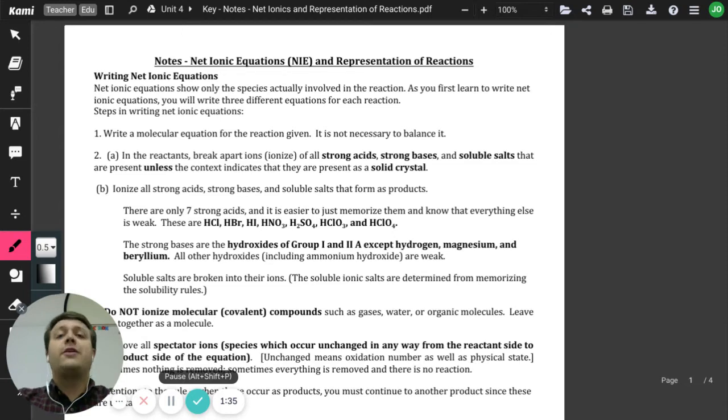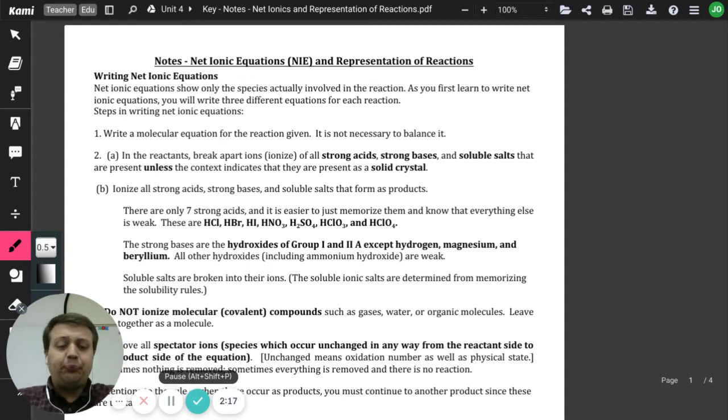Now, once you've got your actual molecular equation written, the next thing that you're going to need to do is identify what is soluble and what is not soluble. For this, there's a couple things you're going to have to keep in mind. First off, if you've got a strong acid, a strong base, or a soluble salt, it is going to be aqueous, unless they tell us that our soluble salt is a solid crystal. If they tell you that it is solid, then you'll write it as solid. If they don't, then you would have to assume that it's going to be aqueous.